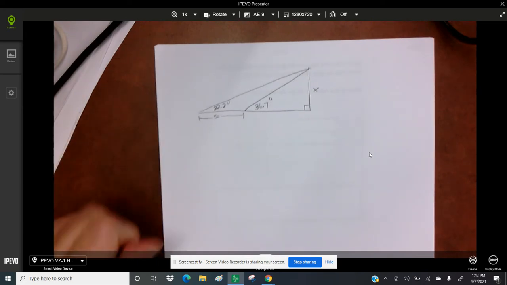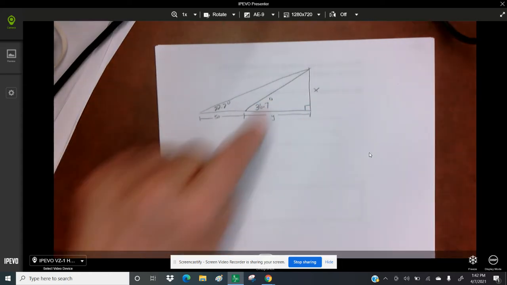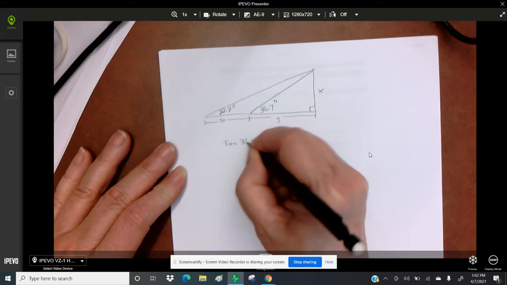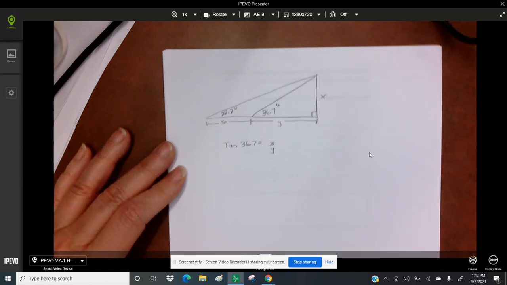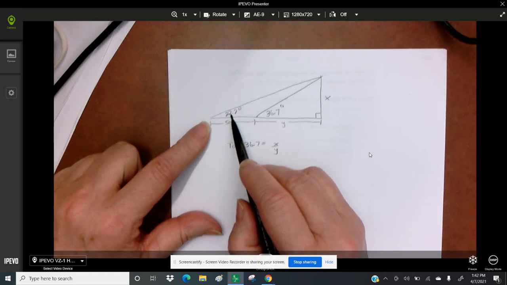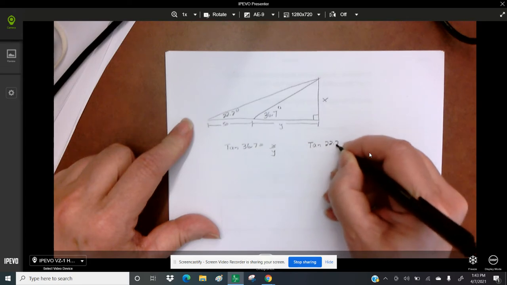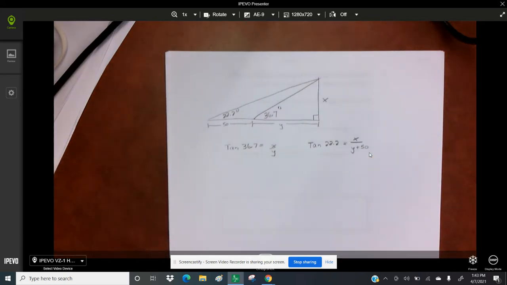All right, so let's first try this doing right triangle trig. Let's call this length here y, and I'm going to set up a ratio for this first little triangle. So I'm going to say the tangent of 36.7 equals my opposite over my adjacent, so x over y. I have two variables, so I need another equation. So let's set up a ratio for this bigger right triangle, and I can say the tangent of 22.2 equals my opposite over my adjacent, and now my adjacent is going to be y plus 50. All right, now we have two equations and two variables, so we'll solve these simultaneous equations.